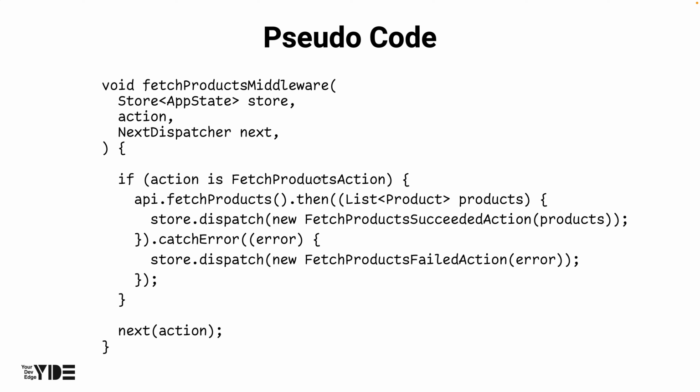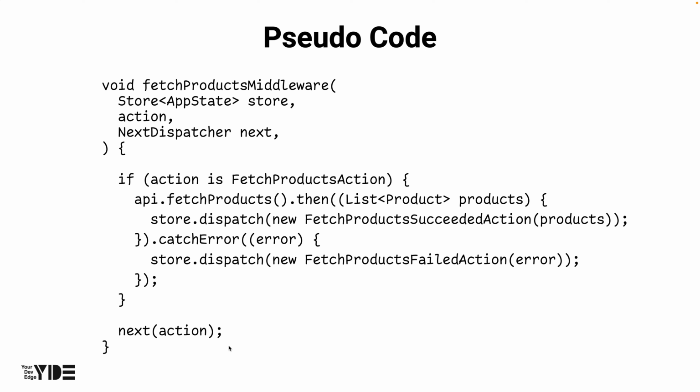If our middleware encounters a fetchProductAction, it calls the fetchProduct function of the API instance. If successful, dispatch a fetchProductSucceededAction instance with products as an argument. Then the reducer updates the state using the product received from the API. When an error occurs, dispatch an instance of fetchProductFailedAction with the error as an argument. Then the reducer updates the state using the error.